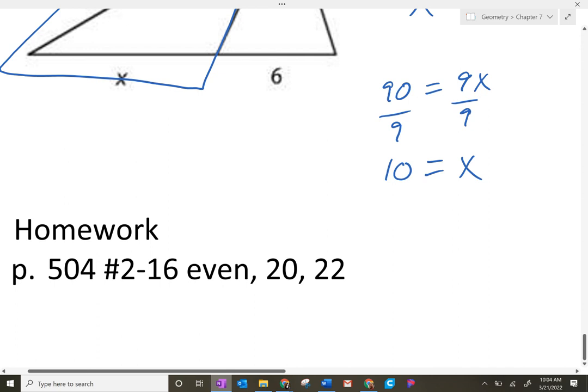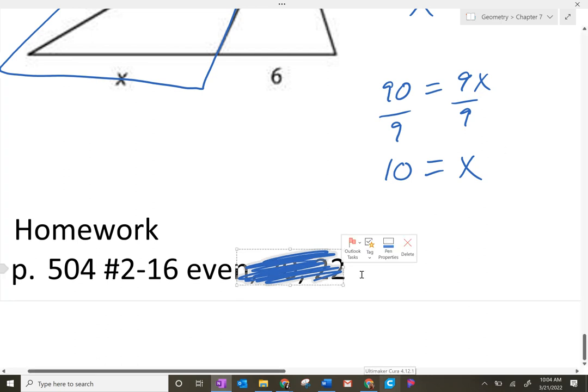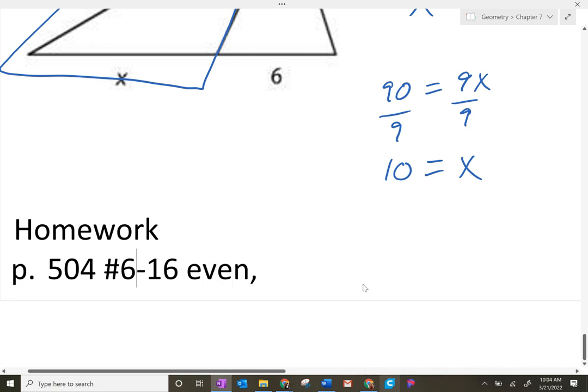Okay. This is not right. You don't have to do those. Let me just retype it. I shortened it for you guys. So we're just going to do 6 through 16 even. You just have a total of 6 questions. So 6 through 16 even on page 504. And then at 10:15, I'll have you guys move seats and we'll start the next part. Or sorry, I can give you 15 minutes on this one. So 10:20, then we'll move.